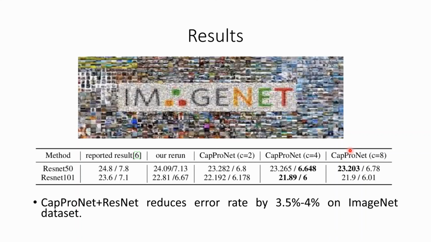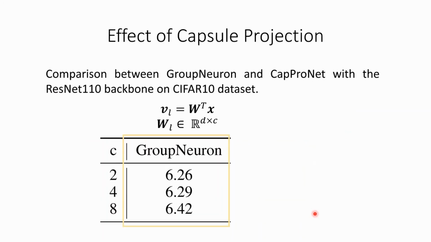And to test this scalability of CapProNet, we also tested on the ImageNet dataset using two ResNet backbones and with different subspace capsule dimensionality, and we achieved an average 3.5 to 4% improvement over the baseline. We also evaluated the effect of capsule projection.